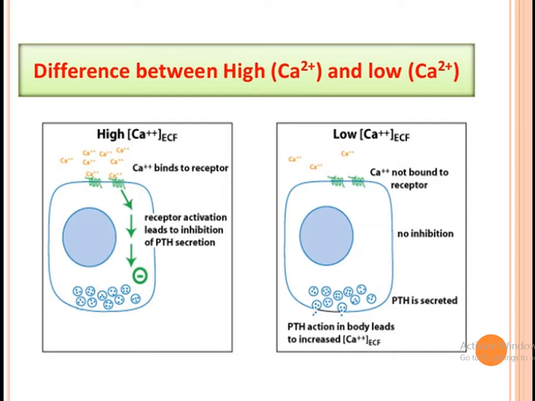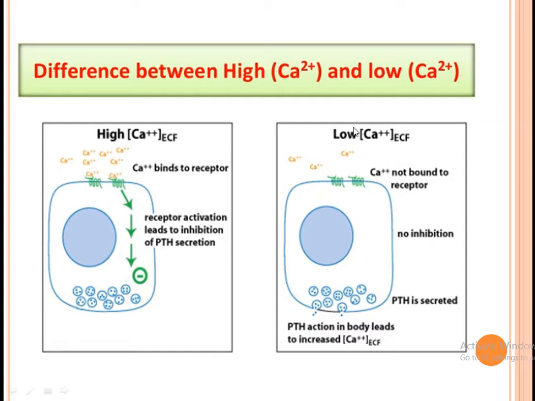How can we differentiate between a high calcium and a low calcium extracellular fluid level? What happens when there is increased calcium extracellular fluid concentration and when low concentration occurs? When there is high calcium in the extracellular compartment, more and more calcium binds to the receptors. Receptor activation leads to inhibition of parathyroid hormone secretion, having a negative effect on the parathyroid hormone vesicles so that they remain inside the cell.